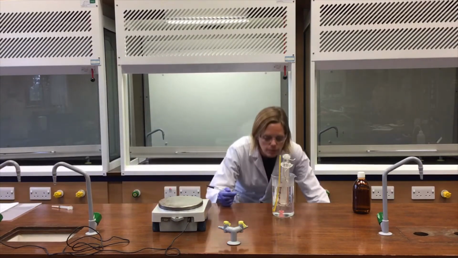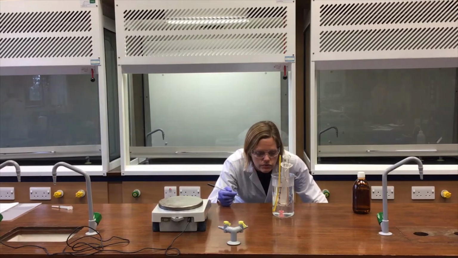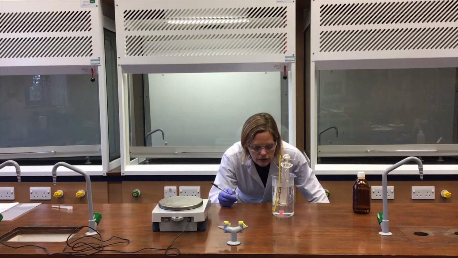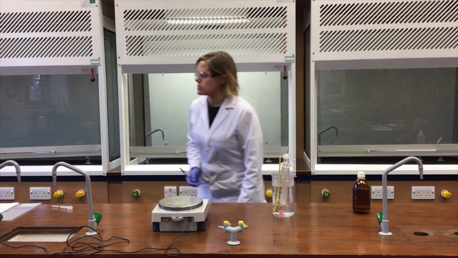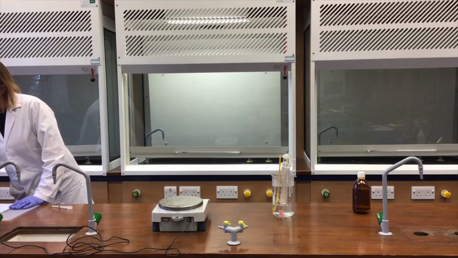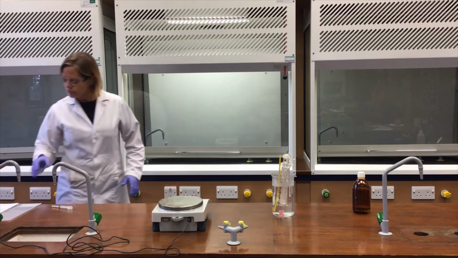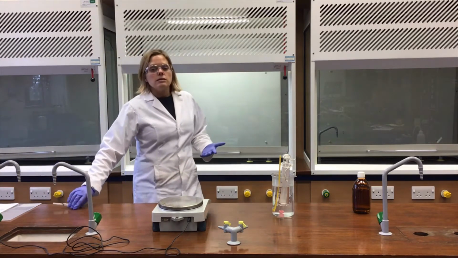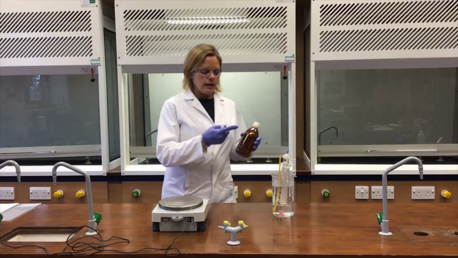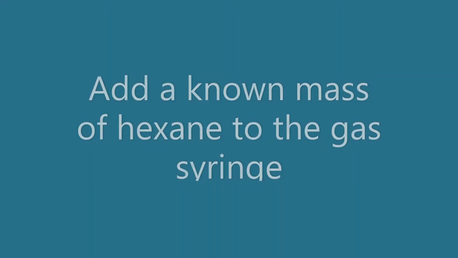So the volume of that gas in that syringe has not really changed at all. It's 5 centimetres cubed. So the start volume of gas, 5 centimetres cubed, like so. The next thing that I'd like to do then is to deliver a known mass of hexane into that gas syringe.